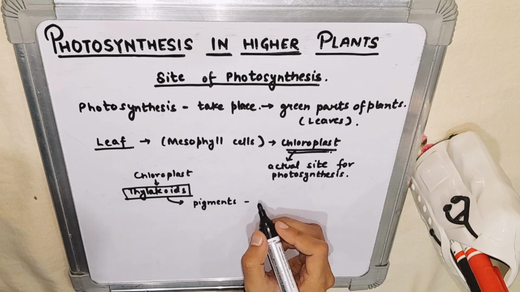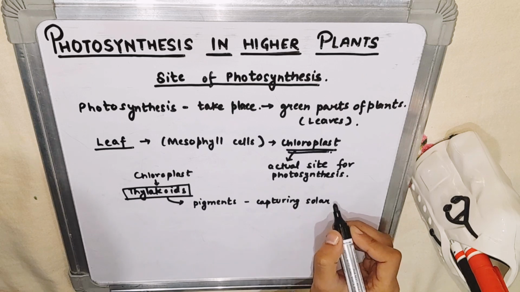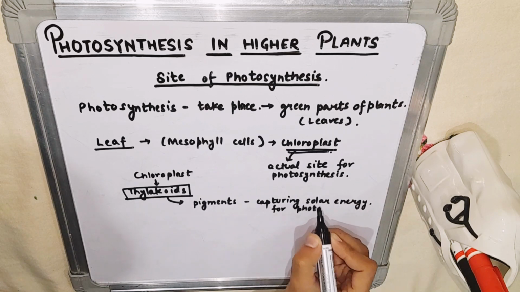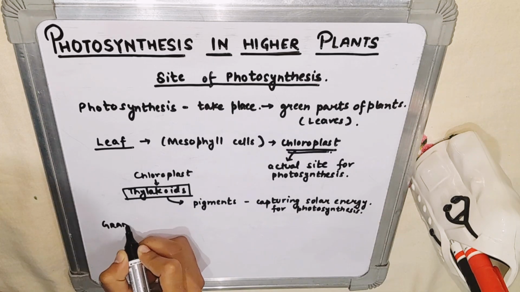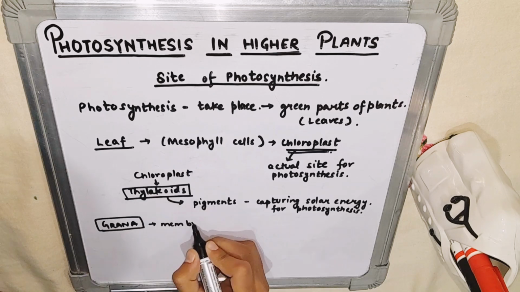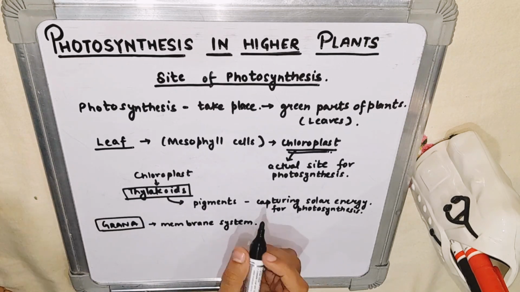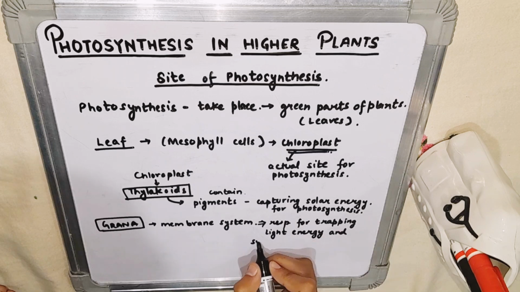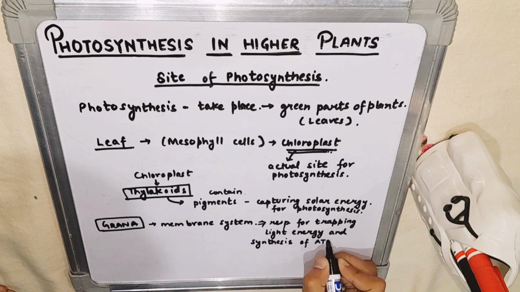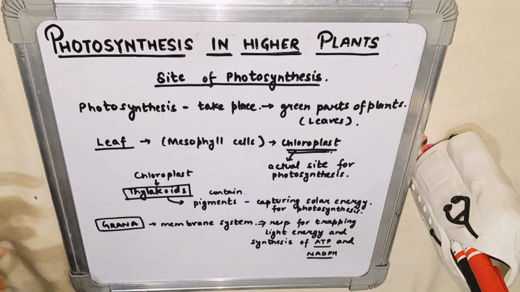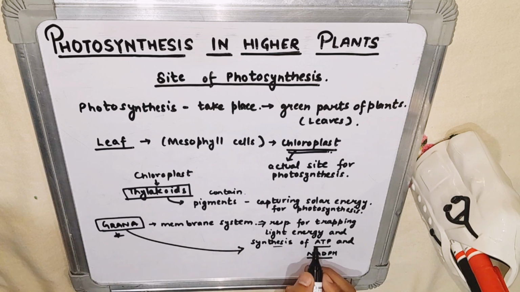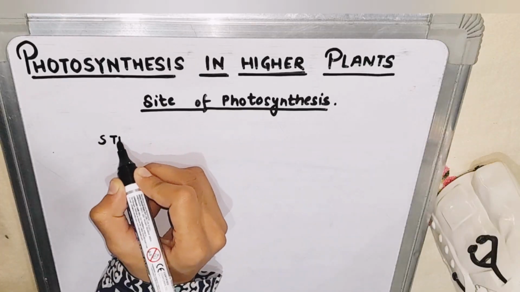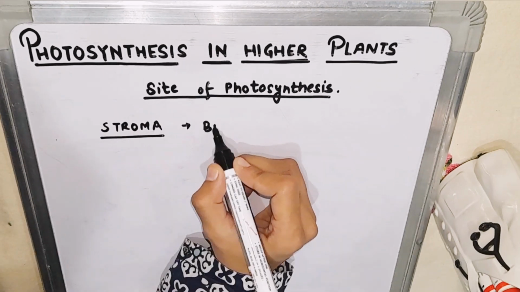The chloroplast consists of thylakoids, which contain all the pigments used for capturing the solar energy required for photosynthesis. Another important part of chloroplast are the granas. The granas are the membranous system which is responsible for trapping the light energy and synthesis of ATP and NADPH. Remember these two sites. Third is the stroma.